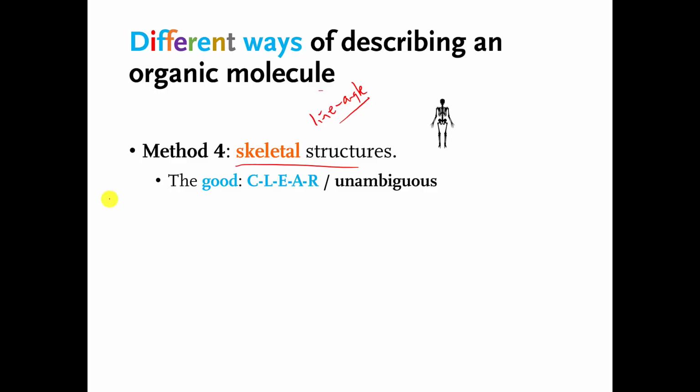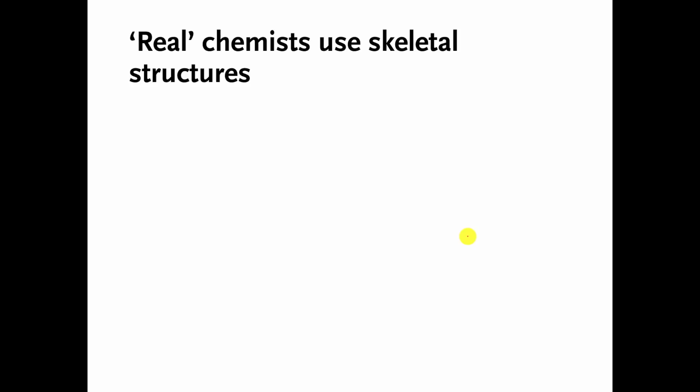The good part about it is that it is also clear and unambiguous once you get used to it. The bad part about it is that it's a little weird. So I'm going to describe the rules for writing a skeletal structure. They may not make complete sense to you, so just kind of go with it until we get to the examples. Like I said, real chemists use skeletal structures.